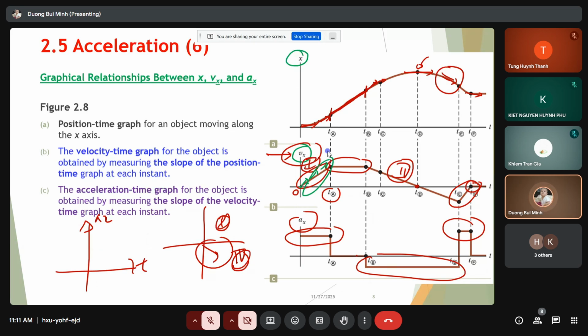Or you just consider here. So if Vx is linear, that means Vx is At plus B. This is time t, right? So this is a linear curve, right?